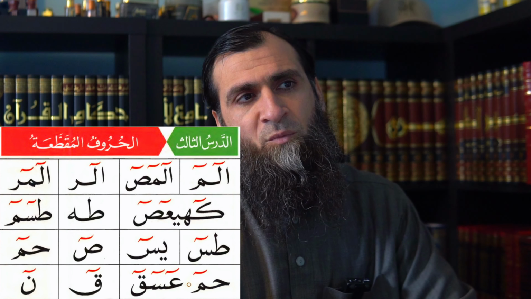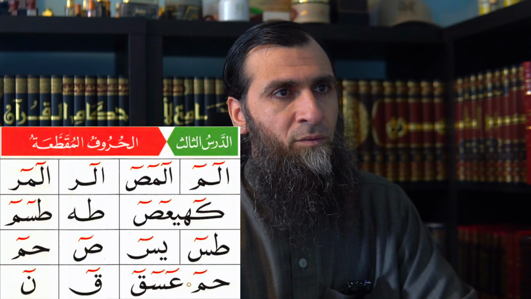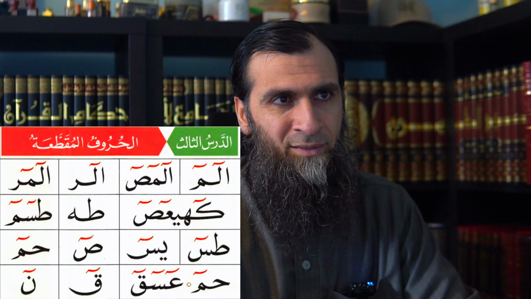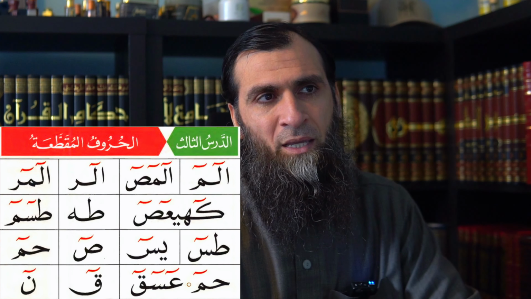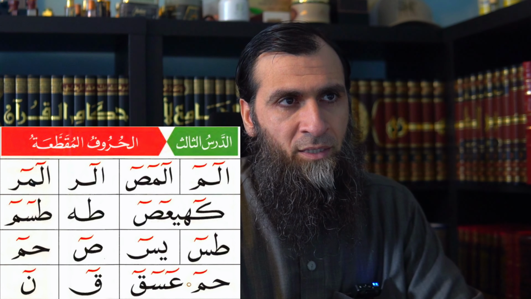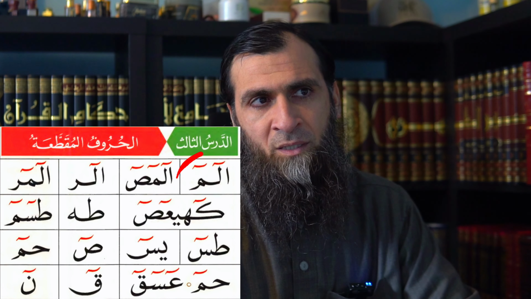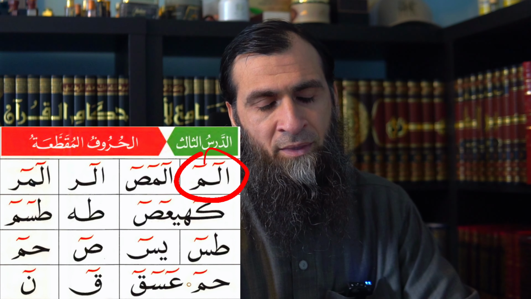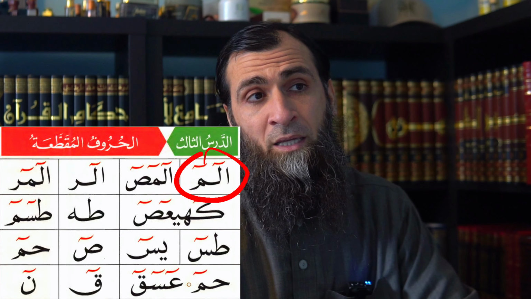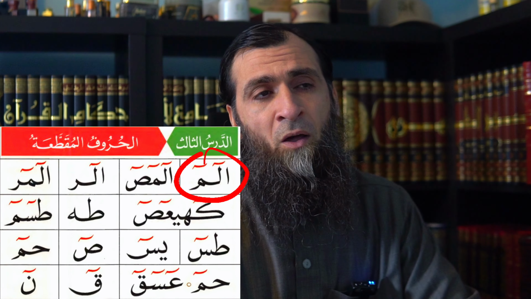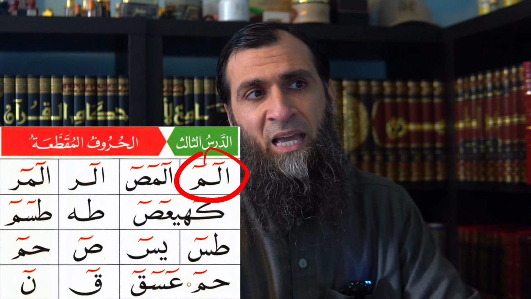So these symbols that you see at the top are called the med symbol. Med means elongation. So it's telling you to elongate the vowel, in this case the alif in the letter lam. You're going to elongate it and say la. All of these, you're going to elongate 6 harakat long.